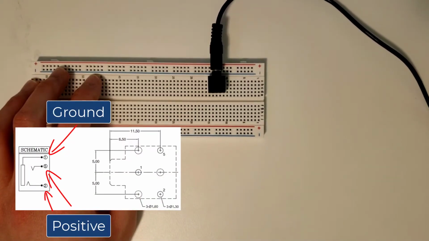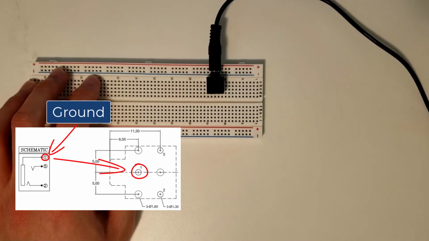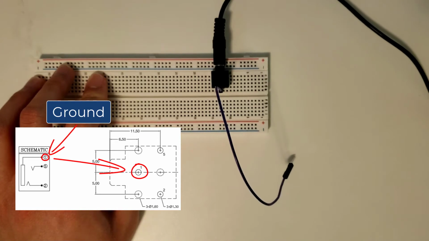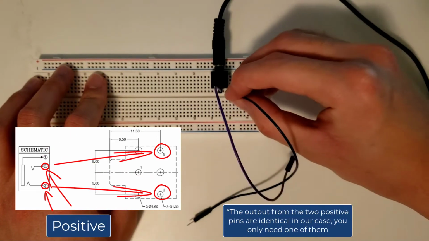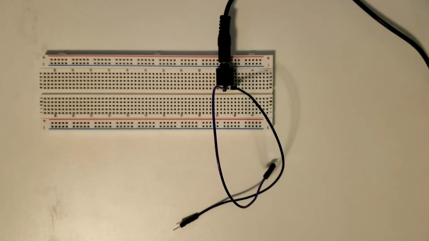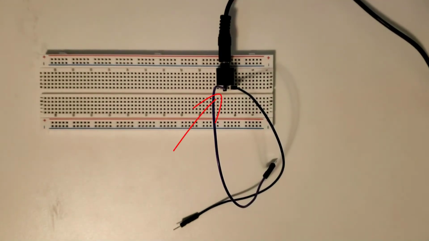Refer to the audio jack status sheet to identify the ground pin and connect the jumper wire to it. Also connect the jumper wire to either one of the remaining pins. With the audio jack set up like this, the wire connected to the audio jack's ground pin obviously acts as a ground, and the other wire acts as a positive lead of a function generator.